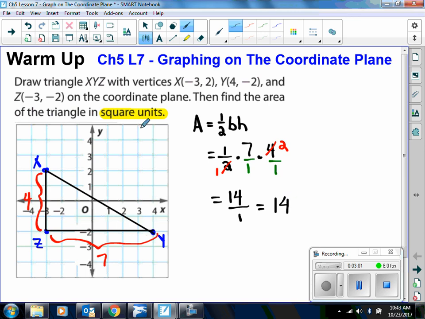Now our units are square units. So you can write units squared.